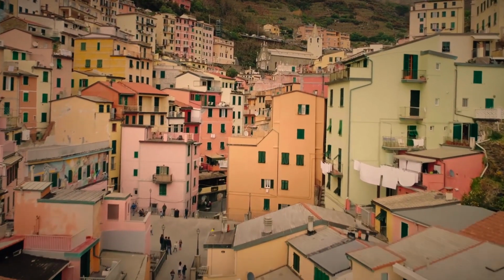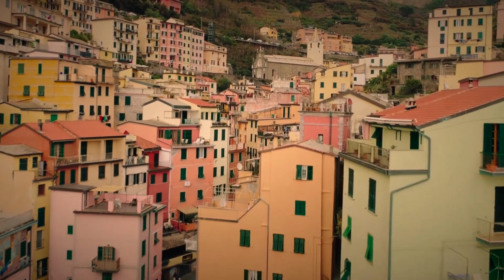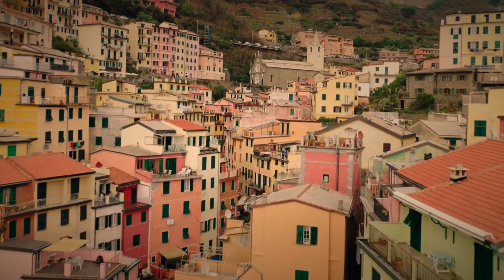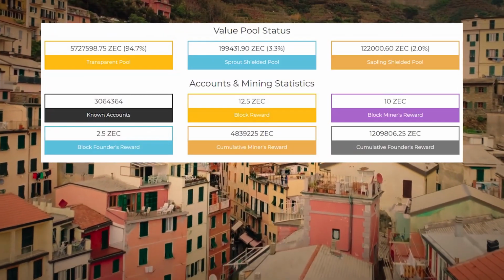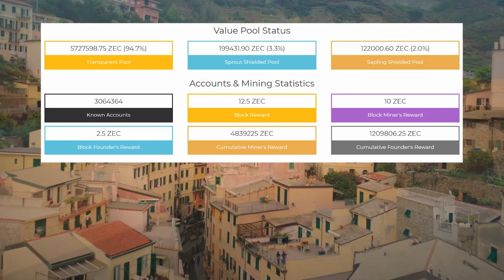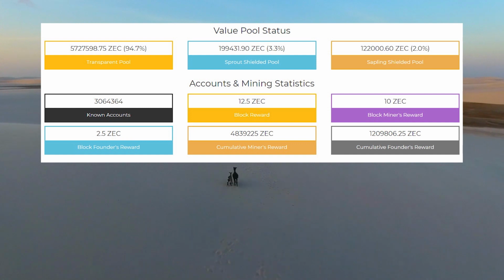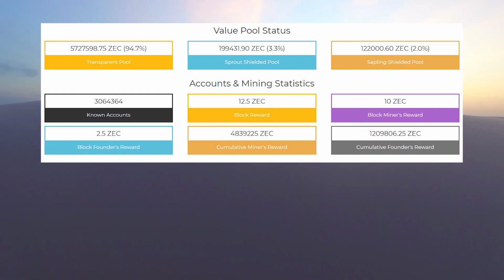Indeed, Zcash is built for privacy. The problem is the end users may not value it as much as we expect them to. As of today, 94.7% of Zcash are in the transparent value pool, which means shielded transactions only account for 5.3% of the network in value. That's not a good number at all, and what's even scarier is its decreasing ratio.